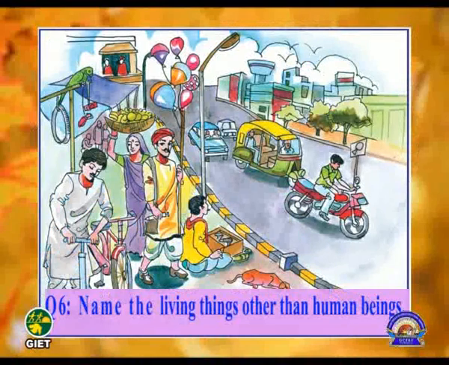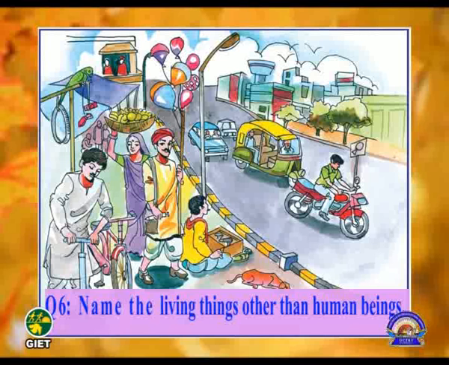It's time for one more question. Look at your screen. This is a different kind of question. Not saying right or wrong or yes or no. We have to list few things, just like we have listed the name of vehicles. Here we are going to list name of living things other than human beings.